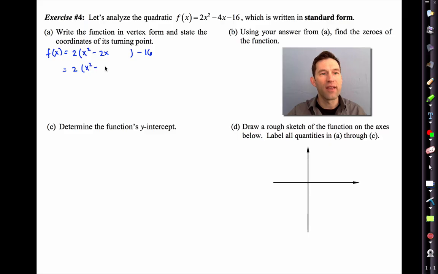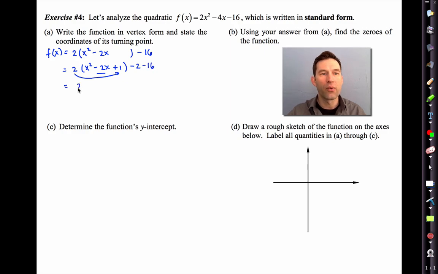Now remember, we're going to take half of the b term, half of negative 2 is negative 1. We're going to square negative 1, and we're going to add it on. Now remember, this is what's really quite tricky. Now I want to subtract something, but I don't want to subtract 1, because what I really added was a positive 2, right? Because of that 2 sitting out here, I really added a positive 2. I know that's awfully tricky, right?